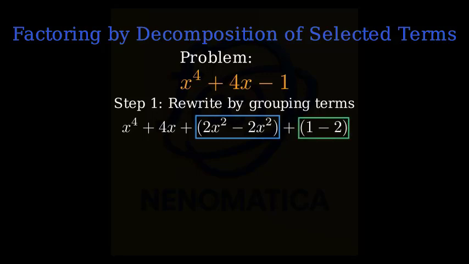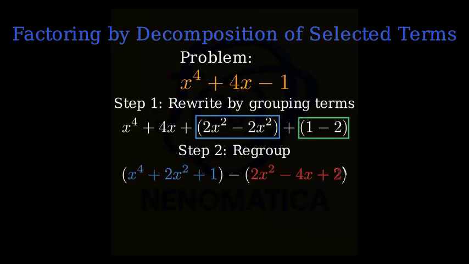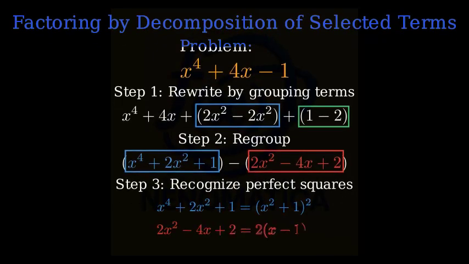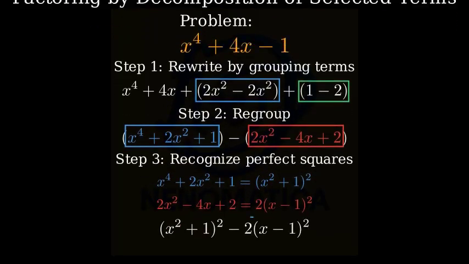Step 2. Regroup. We collect terms into two parentheses, where the first group is x to the fourth plus 2x squared plus 1, and the second group is 2x squared minus 4x plus 2. Notice the subtraction in front of the second group. Step 3. Recognize perfect squares. The first group, x to the fourth plus 2x squared plus 1, is the square of x squared plus 1. The second group, 2x squared minus 4x plus 2, is 2 times the square of x minus 1. We write these identities and then express the whole expression as a difference of squares.